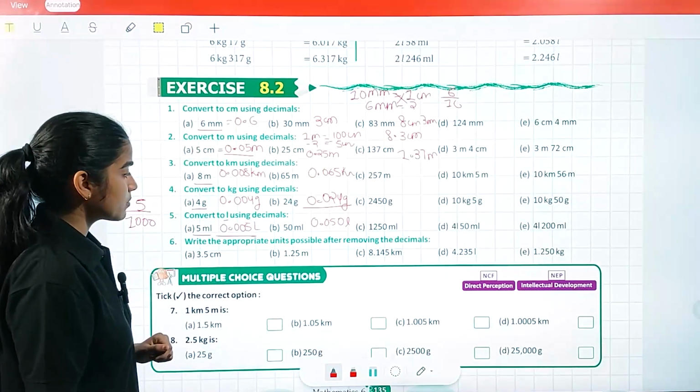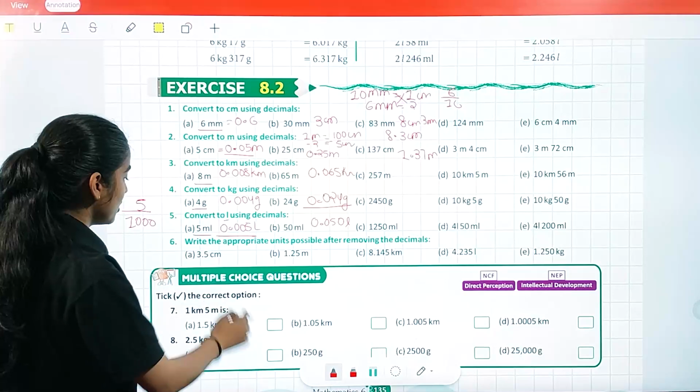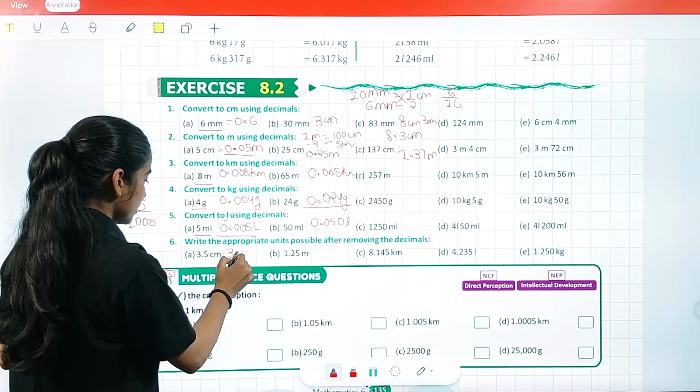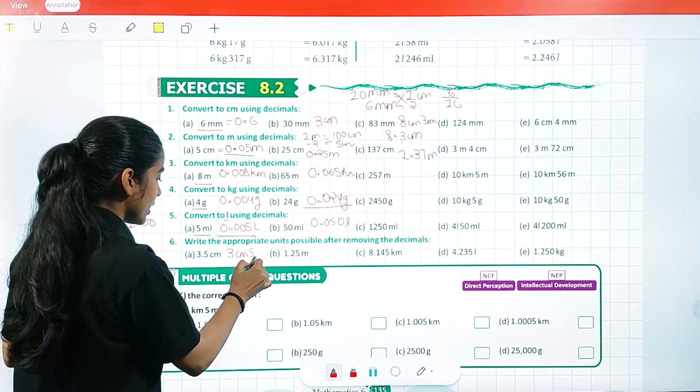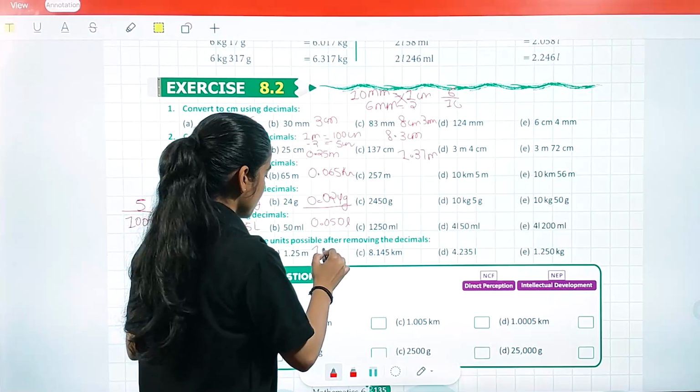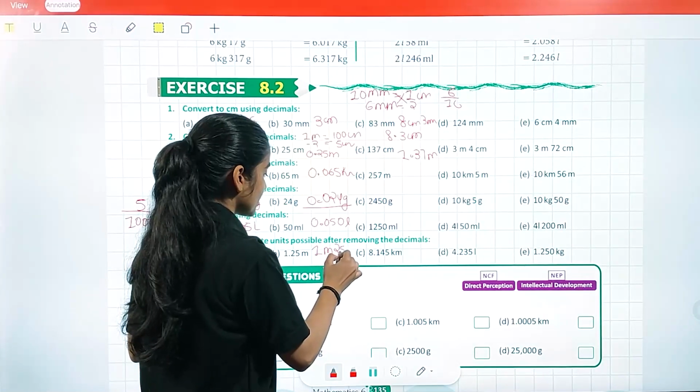Write the appropriate units possible after removing the decimal. So 3.5, after removing the decimal your appropriate unit will be 3 centimeter, 5 mm. Milliliter, 1 meter, 25 centimeter.